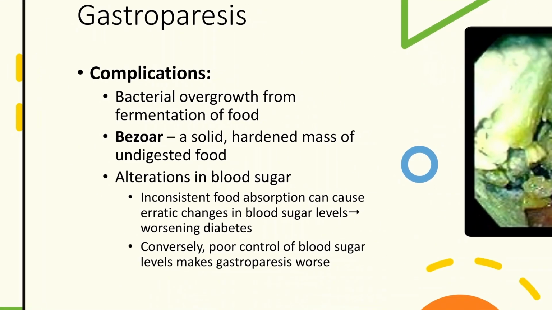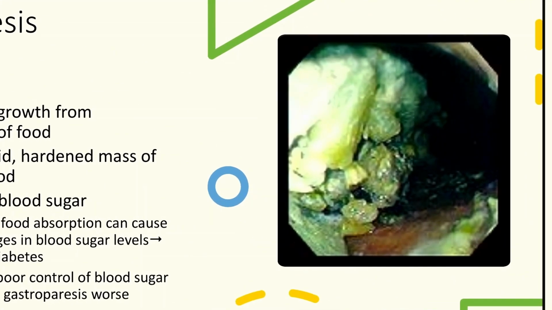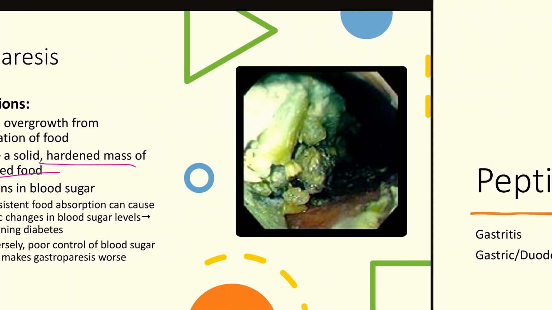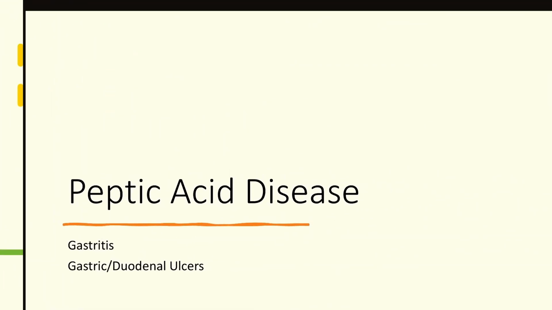So complications, one of the big ones is bacterial overgrowth from that food that sits there. This is called a bezoar, and basically the food turned like a rock in their stomach, and it just sat there, and eventually started getting bacteria and started growing, and obviously that's a complication from gastroparesis because nothing is moving. So a bezoar, a solid, hardened mass of undigested food, and obviously they're going to have complications with blood sugar. Those are the two major diseases when it comes to the stomach itself, dumping syndrome and gastroparesis.